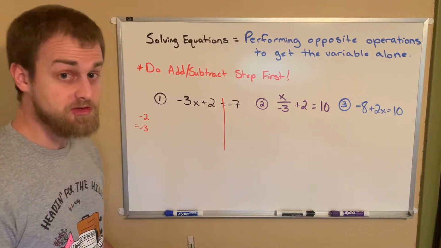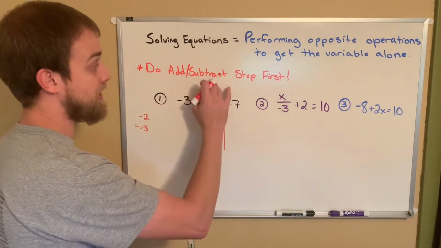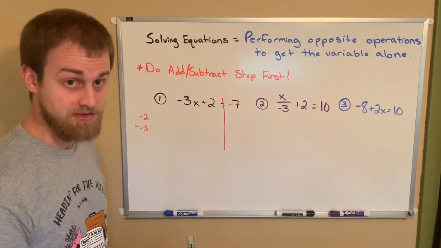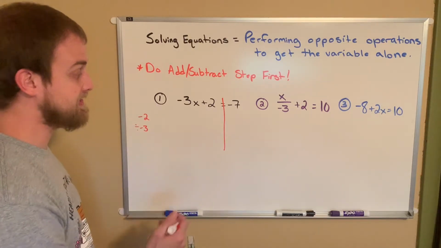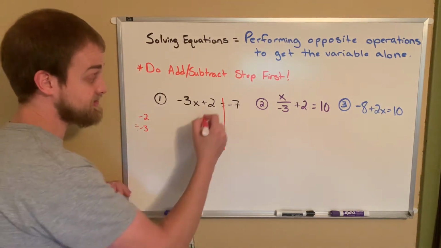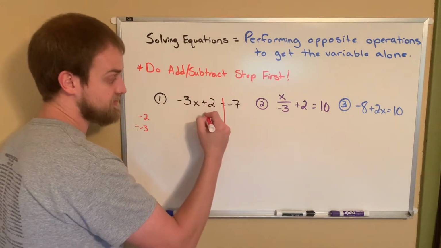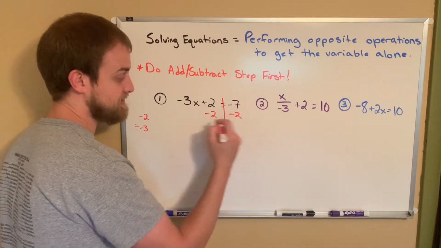For most two-step equations, we actually do our add-subtract step first. So between these two, do I want to -2 or divide by -3? I want a -2 first. So let's concentrate on the -2 first. So we'll subtract 2 from both sides.